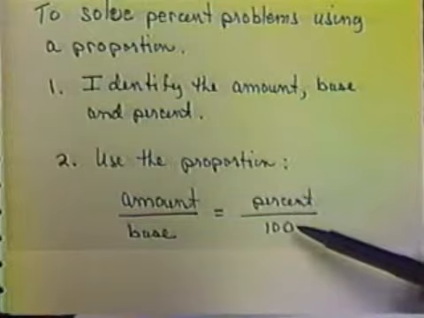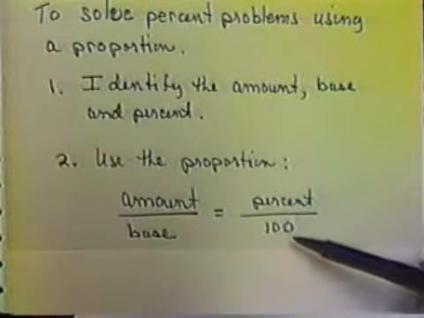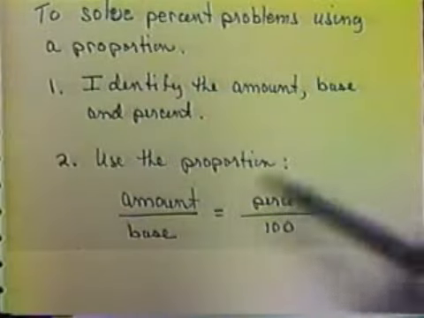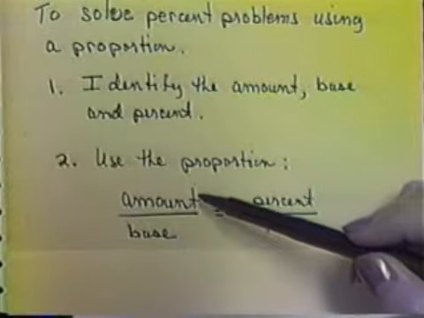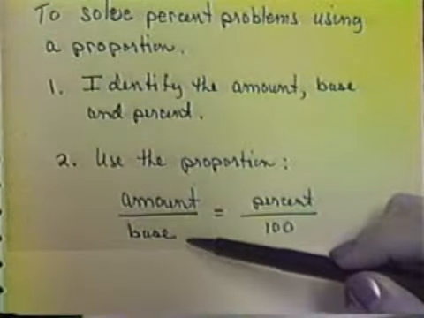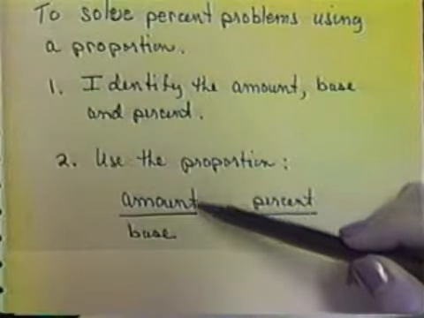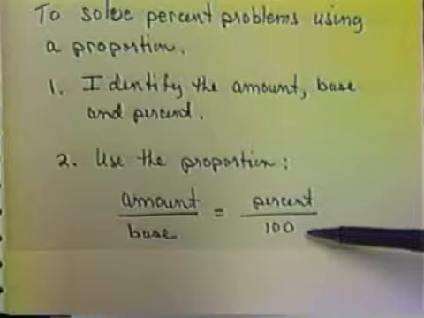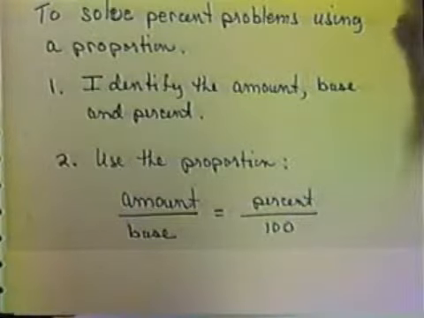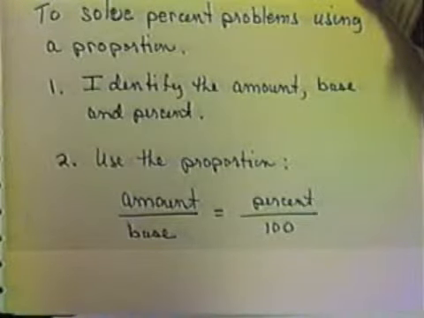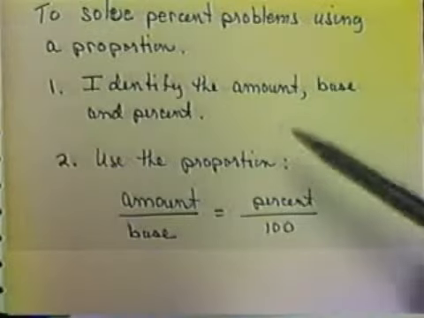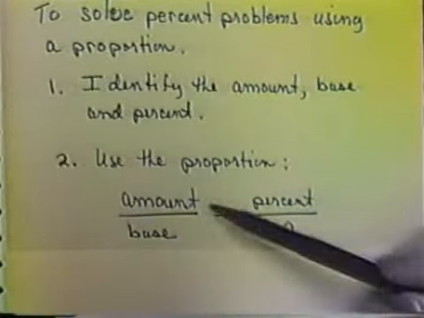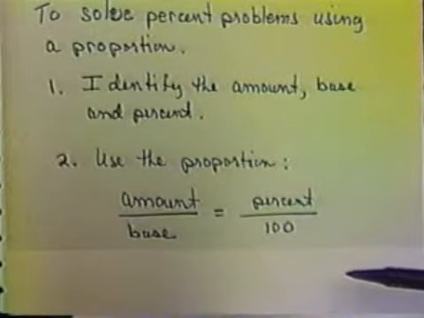This is how we change, remember, we divided by 100 to get rid of the percent anyway. This is what takes care of this ratio. And the other ratio again was the amount to the base. The amount to the base is equivalent to the percent to 100. Once we have our percent proportion set up, now notice we have to identify what the amount, base, and percent is in order to fill in these unknowns.